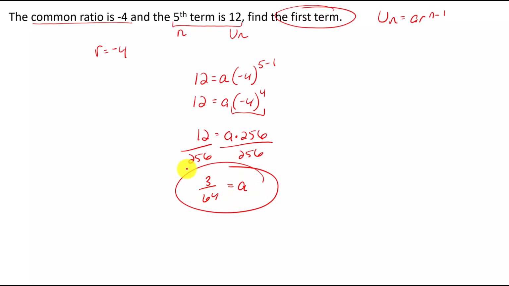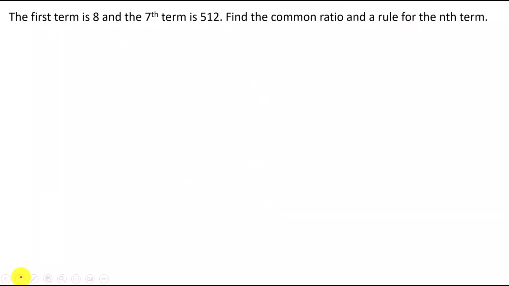And then now if I wanted to, I could write a rule and find the 70th term or the 22nd term or something like that, okay? But we needed to find A first. All right, I want you to take a minute and I want you to try this problem. Okay, it's asking us to find the common ratio, but we're given the first term, and then we're told that the 7th term is 512. So go ahead and try to set up this equation, and then solve it, and check your answer with me.